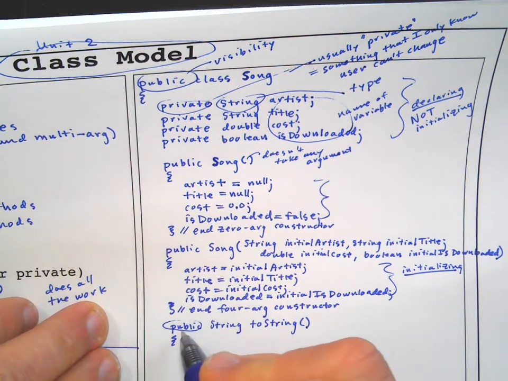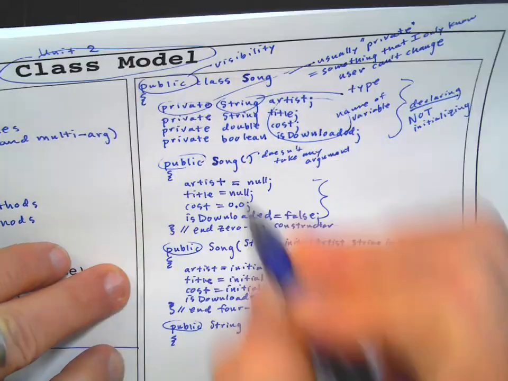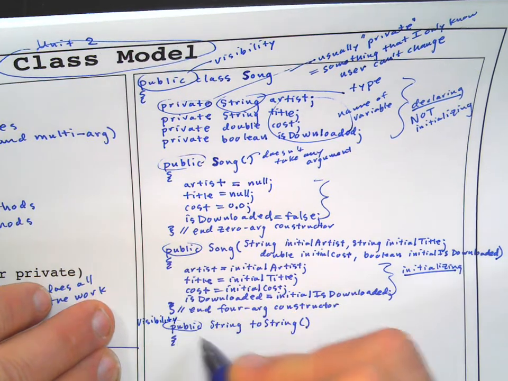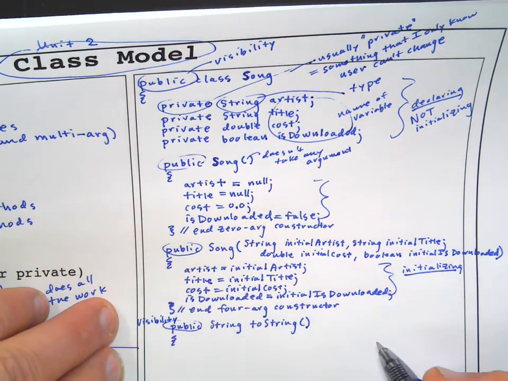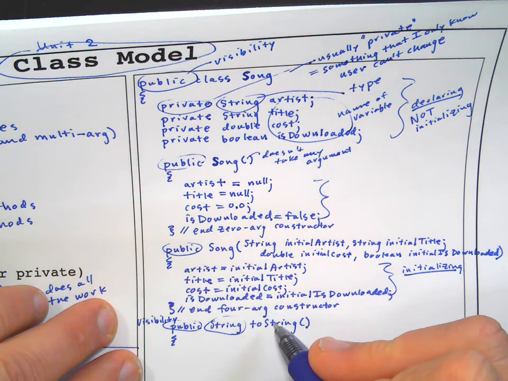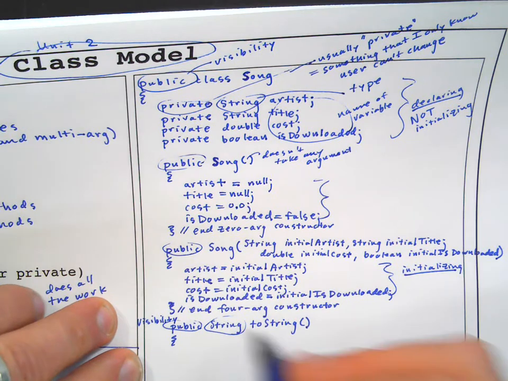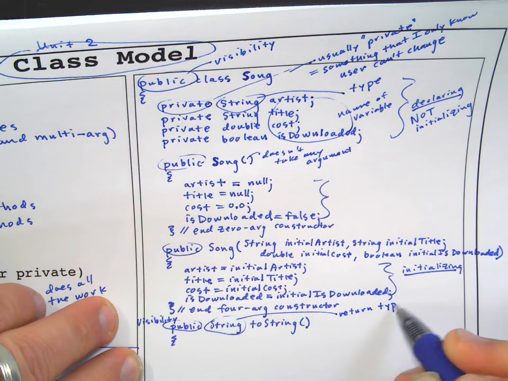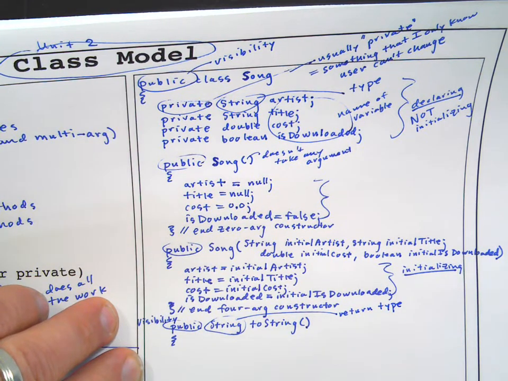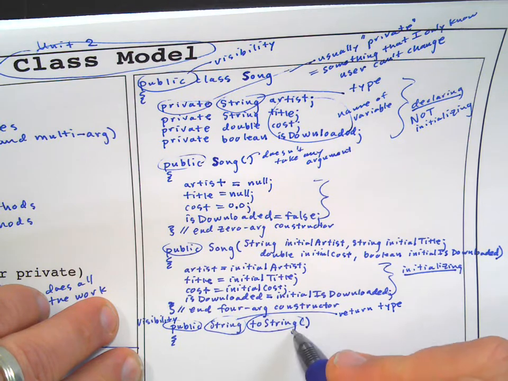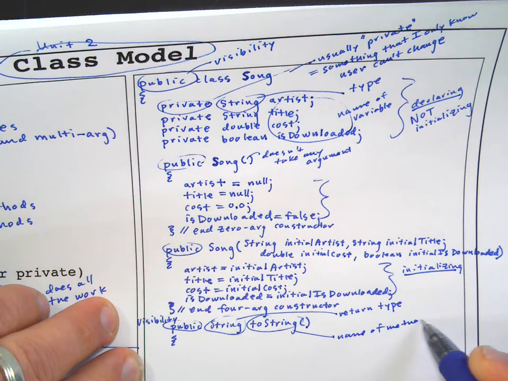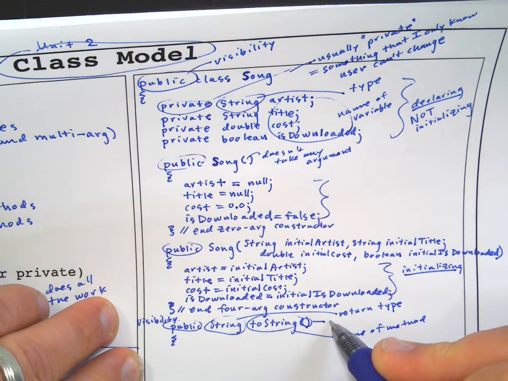This is the visibility. So you'll notice that we see this all the time. This is the visibility, which means that a user from another class can use this. They can't use things that are private. This is the type of thing that's going to be returned. This is going to be the return type. So that means that this method gives you something back, and it's going to give us a String. And this is the name of the method. And the empty parentheses indicate that it has 0 arguments.